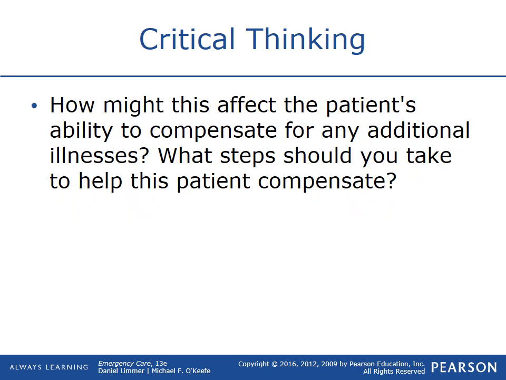How might this affect the patient's ability to compensate for any additional illnesses? What steps should you take to help this patient compensate? You need to make sure that they have plenty of oxygen and that their blood is circulating as well as it should, to keep that oxygen and glucose transport optimal to the body.